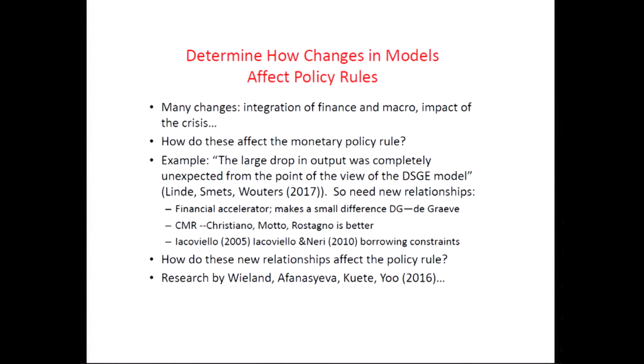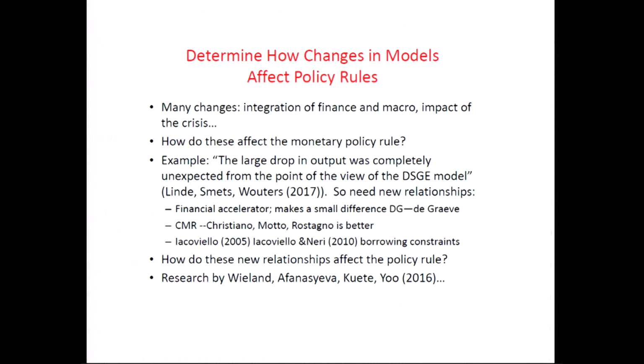So as a result of that, there's been a lot of work to modify the models, bring financial considerations into account, collateral issues, financial accelerator. An example, which I already mentioned, is the Gertler model. But since then, Christiano, Motto, Rostagno, Jakab, Neri, many people are bringing financial considerations into the models. So the question should be, how do these changes affect the policy rule or strategy?